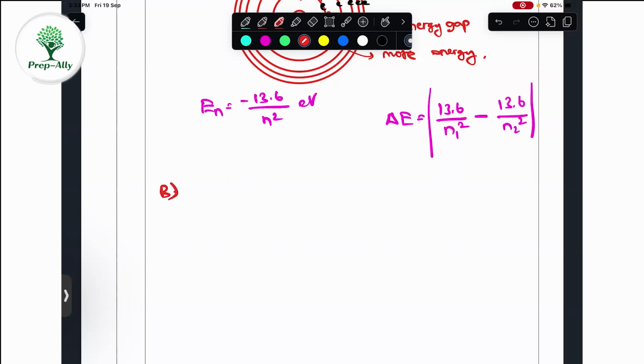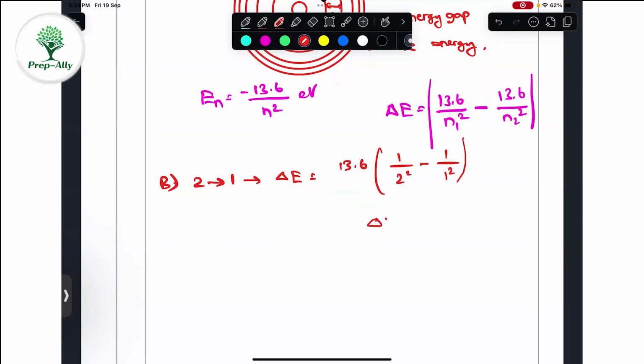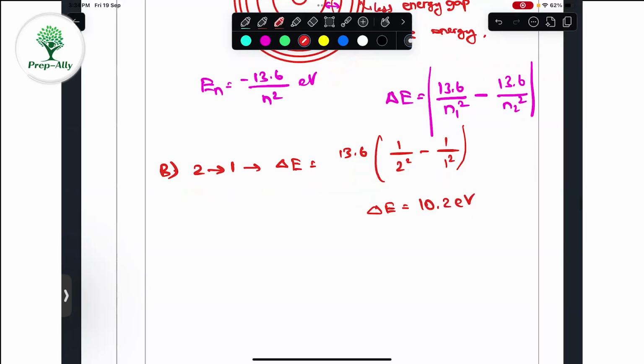For B, it is 2 to 1. So del E is going to be 13.6 divided by n1 square. Here n1 is 2, right? So 2 square, or you can take the 13.6 outside. So you'll have 1 divided by 1 square minus 1 divided by 2 square. So you will get del E as 10.2 electron volt.